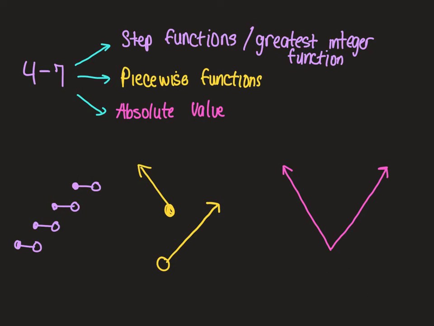Welcome to video 4.7. 4.7 has 3 topics: purple, yellow, and pink. We're going to do purple and yellow in part 1 and save this guy for another part. So step functions and piecewise functions today.